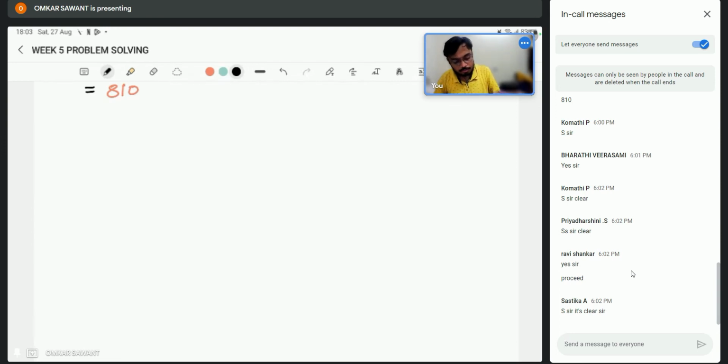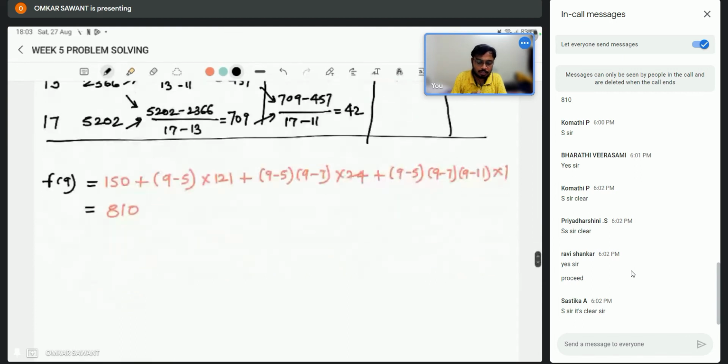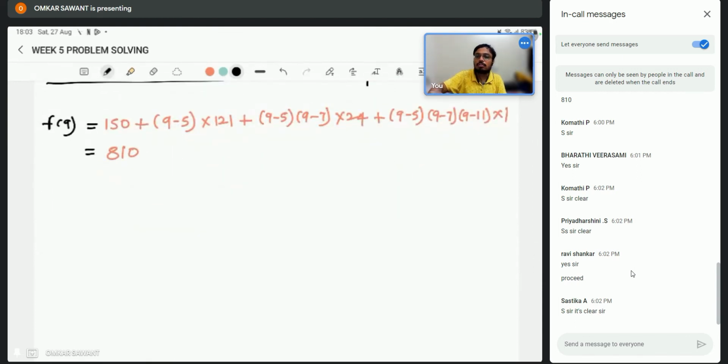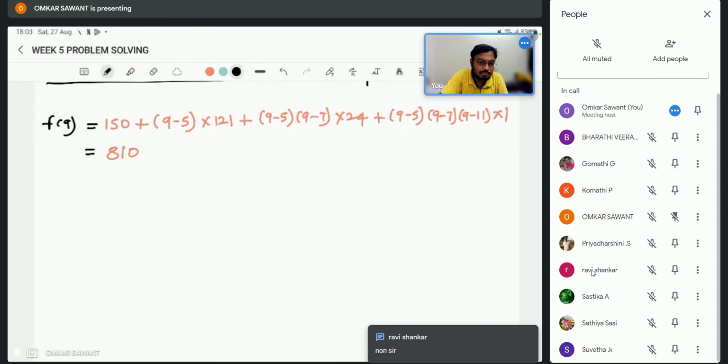Okay, just first brief. Has the Gauss forward central difference interpolation been taught, or just a derivation? People who have attended the class, please respond. Ravi Shankar, have you attended the class? Okay. Priya Darshani, Sastika, anyone? Komathi, had you attended the class?